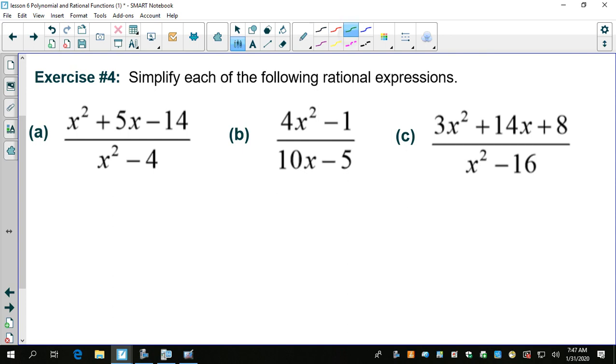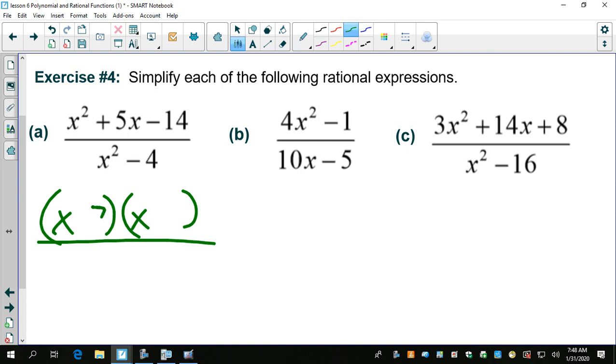All right. So, how do we factor this? x and x, 7 and 2. x plus 7, x minus 2. How do I factor the bottom? x plus 2, x minus 2. If factoring was hard for you, this is going to be hard for you, because it's all factoring. That's all we're doing is factoring.